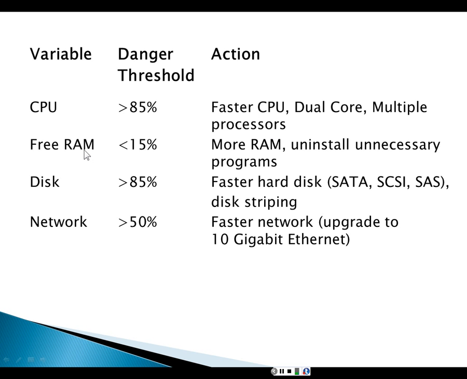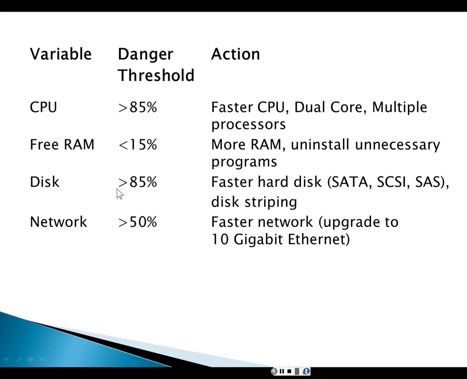Free RAM, which is the difference between granted memory and consumed memory. If free RAM is less than 15%, that's a danger threshold. I mean, the system will still run on 10%, but that's just getting a little too low. Typically, we consider 15% to be the danger threshold. If free memory is low, then we can, one, simply get more memory, or we can uninstall some of the virtual machines and install them in other ESXi hosts.